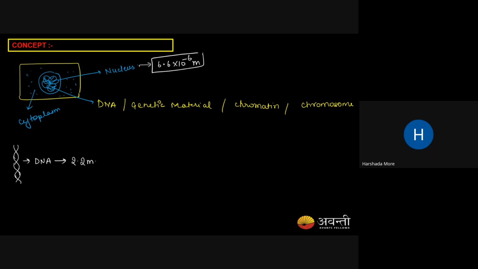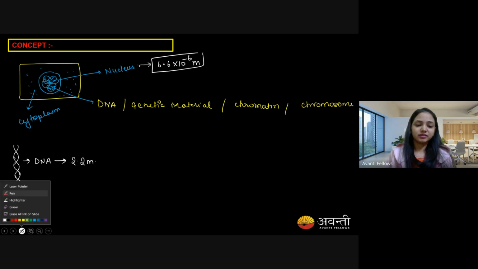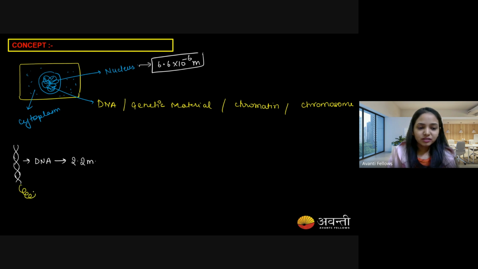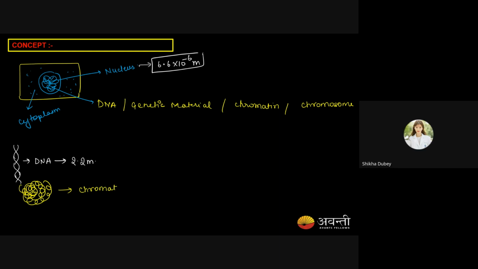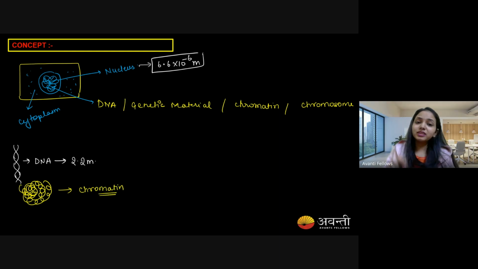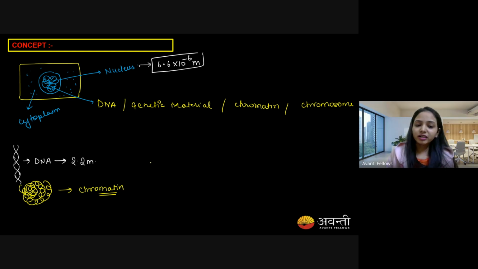How will we make it possible? In the form of a chromatin condensed structure. We will make it condensed, right? So how will I make it condensed? I'll wrap it into a condensed form. This condensed form of DNA is known as chromatin material. In the form of chromatin material, all genetic material gets easily incorporated into the nucleus, which is of size 6.6 into 10 to the power minus 6.